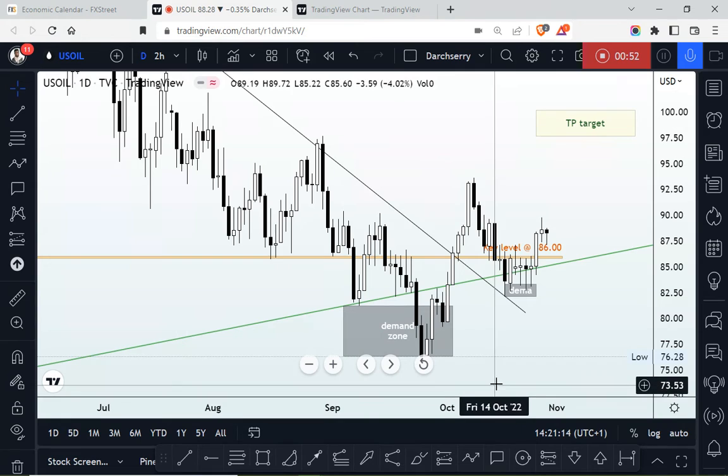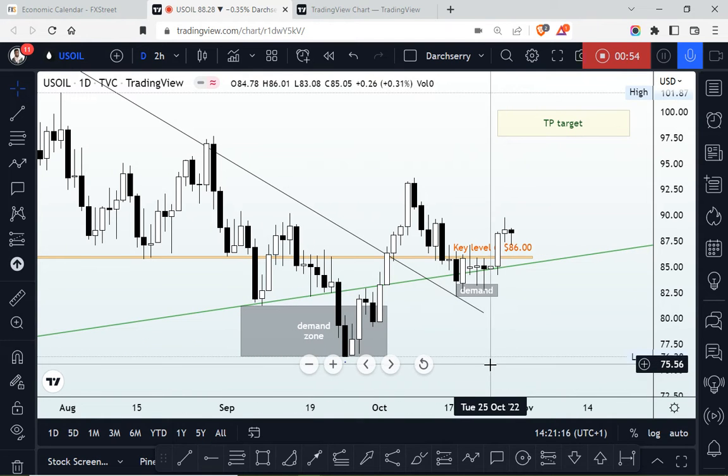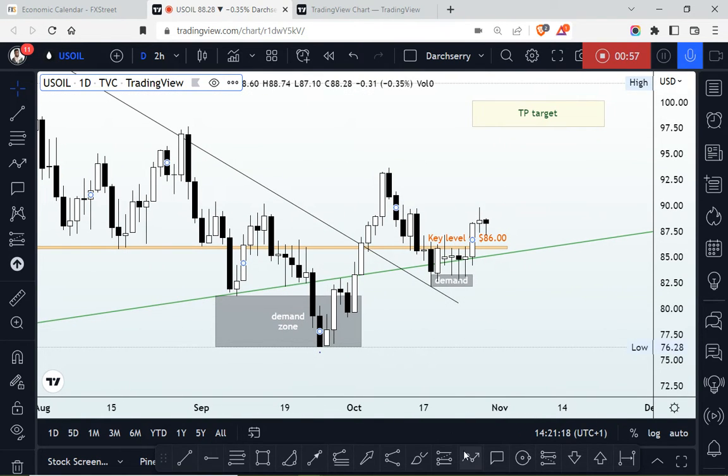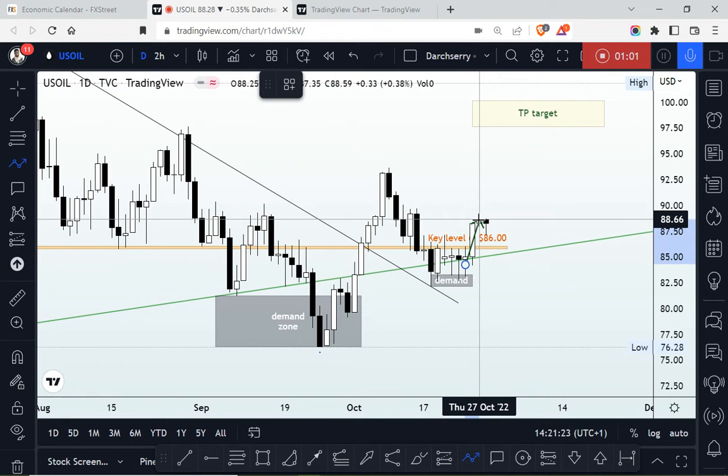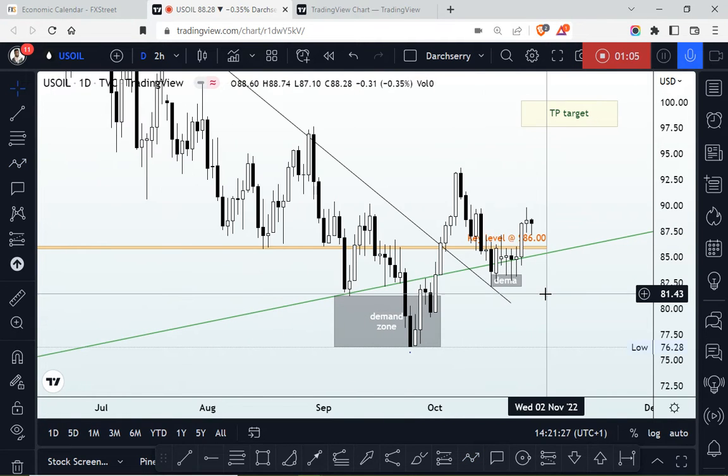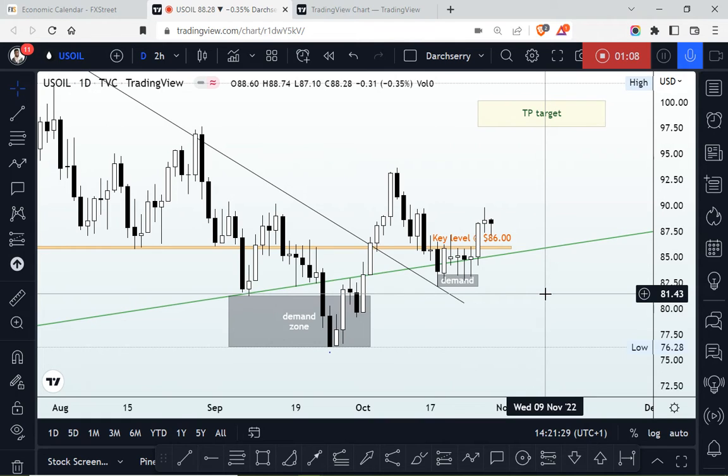So on the US oil last week, we were able to close the week with about 200 pips thereabout after taking advantage of the breakout of the $86 mark into somewhere around the $89 level. So going into the new week, what is going to be our expectation?